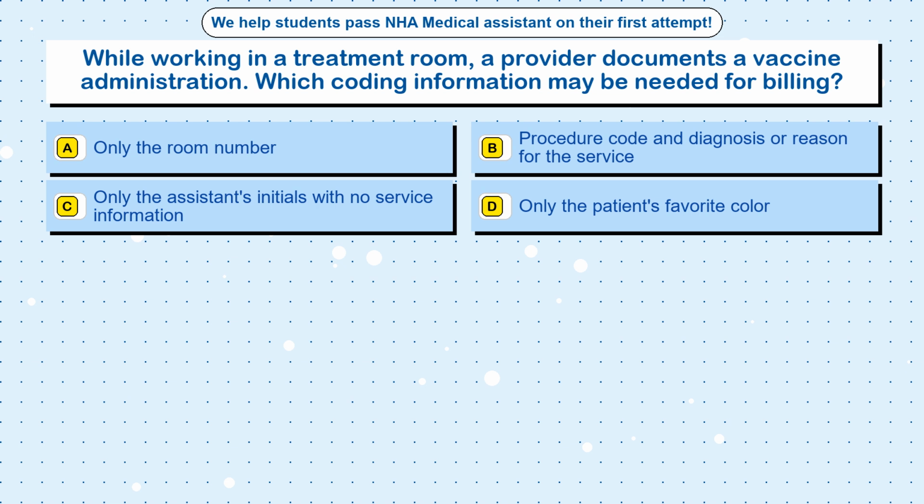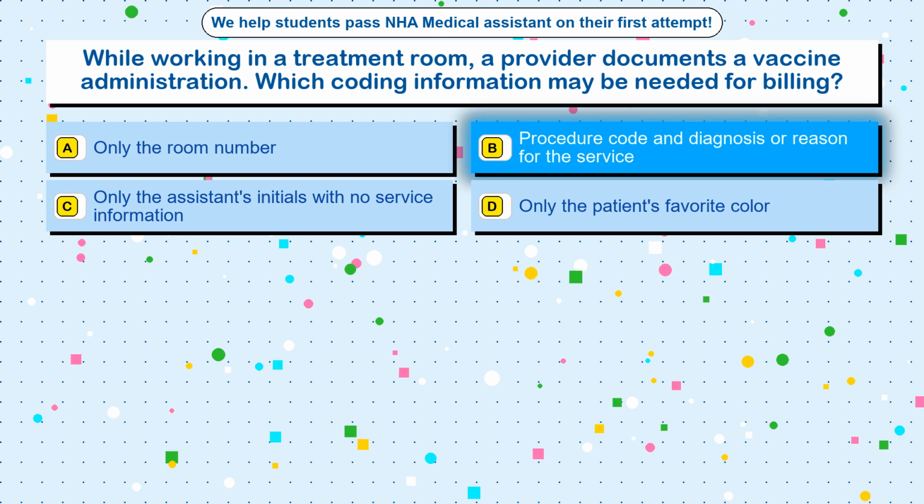Option A. Only the room number. Option B. Procedure code and diagnosis or reason for the service. Option C. Only the assistant's initials with no service information. Option D. Only the patient's favorite color. The correct answer is option B. Procedure code and diagnosis or reason for the service.